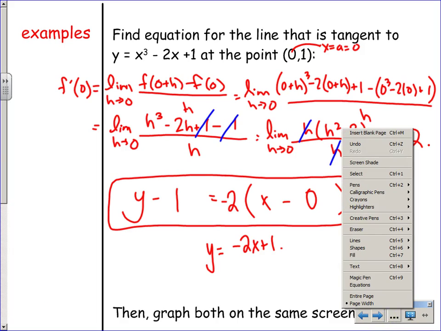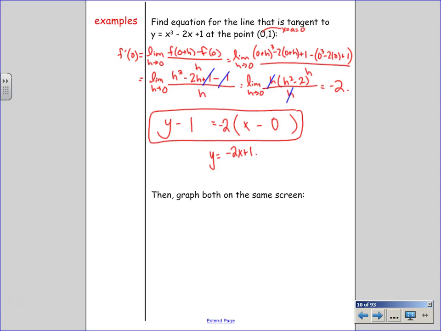Now, in homework, I think about to the 20s-ish for this example, in the sense of finding derivatives at points. It says graph both on the same screen. What they're talking about is in your graphing calculator. You can graph your original function and then graph your tangent line. And what should you see it doing to the original function? Skimming it. Good.